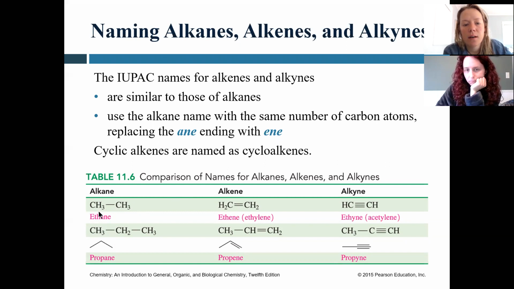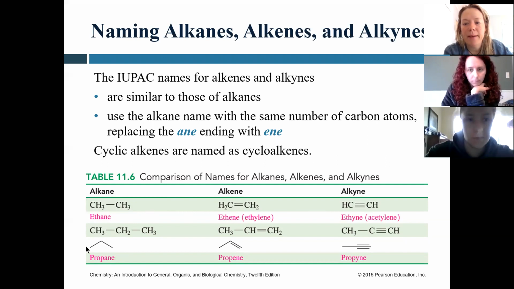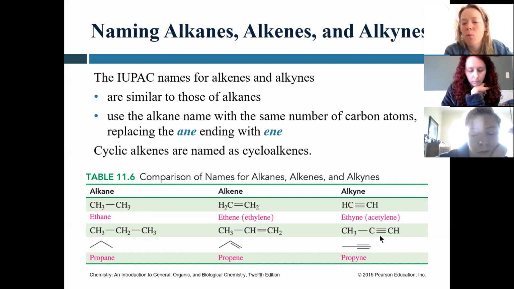So this over here is ethane with a single bond, right? What if instead of a single bond, it was a double bond? We would call that ethene. What if it was a triple bond? We'd call it ethyne. There are these other names. I'm not going to test you on those, okay? If we have propane, what if we have a double bond? We would call it propene. What if we had a triple bond? We'd call it propyne.